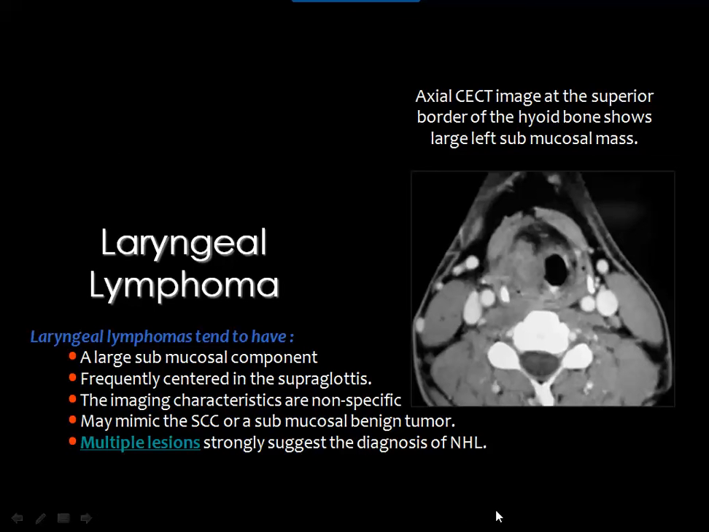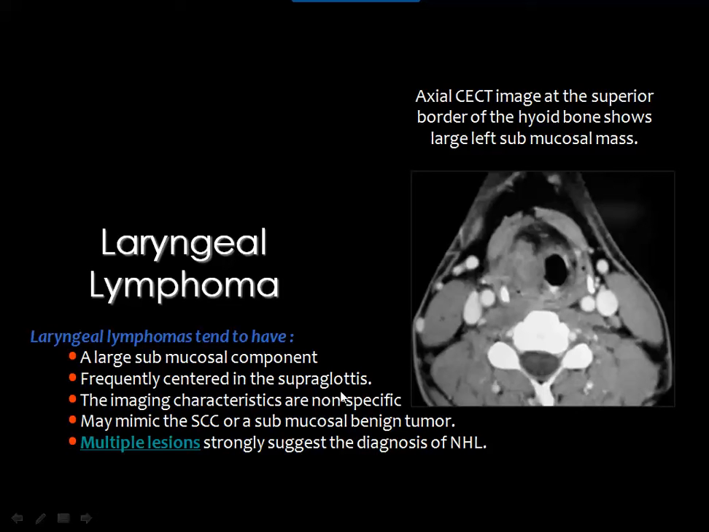Laryngeal lymphoma is also one of the tumors that can occur in the larynx, and the presence of multiple lesions is strongly suggestive of lymphoma rather than carcinoma, as you know. I mean, if you see multiple masses in the larynx, one on the left side, another mass on the right side, on the opposite side, then you think of laryngeal lymphoma. And this tumor is usually seen in the supraglottic area.